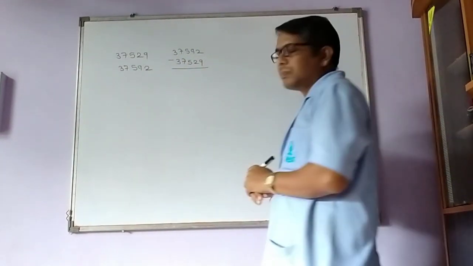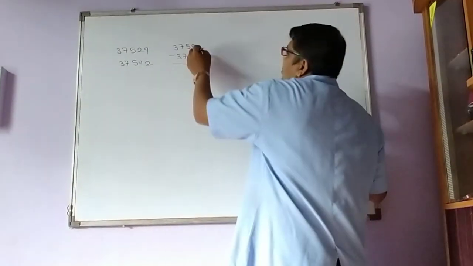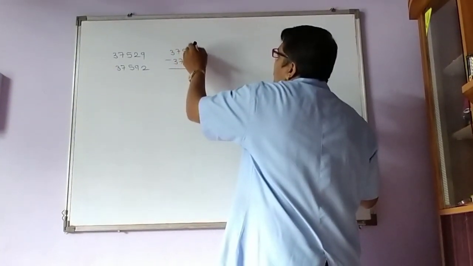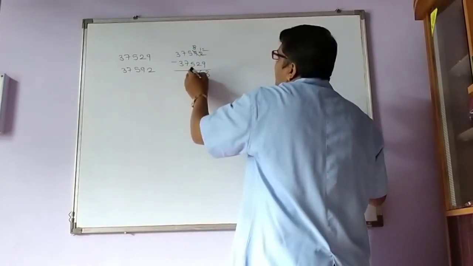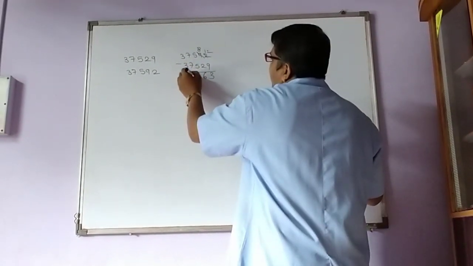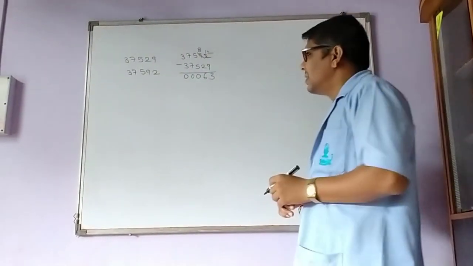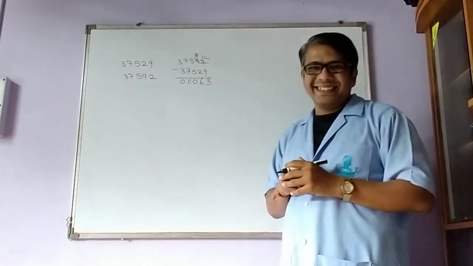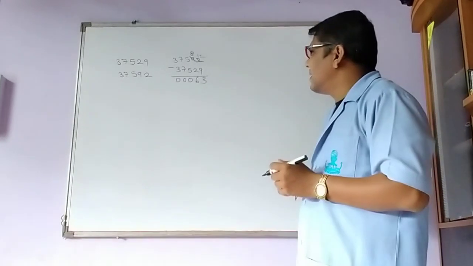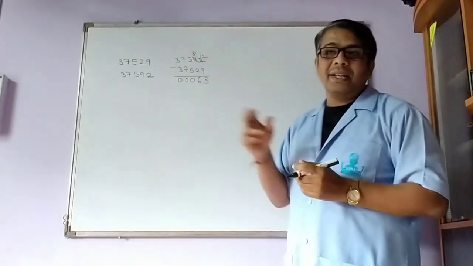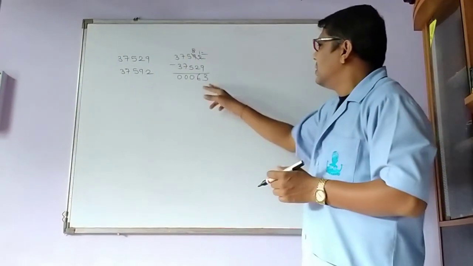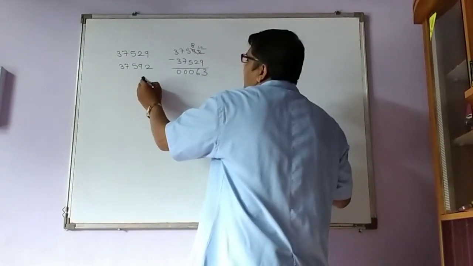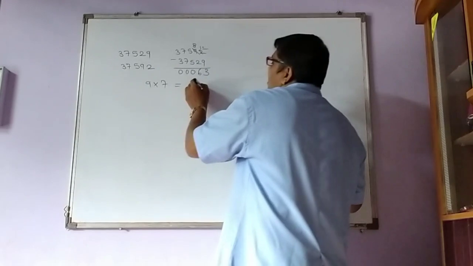37,529. Right? So, 2 minus 9 we cannot do. So, 12 minus 9 is 3. That 9 becomes 8. So, 8 minus 2 is 6. Rest all is 0. Now, 63. 63 is a multiple of 9. 9, how many are 63? 7 nines are 63. Right? So, 63 is a multiple of 9.